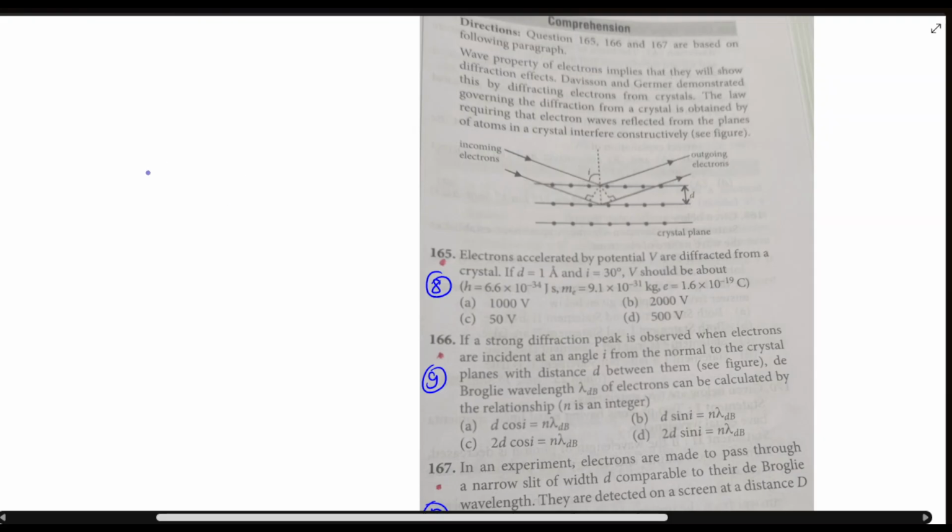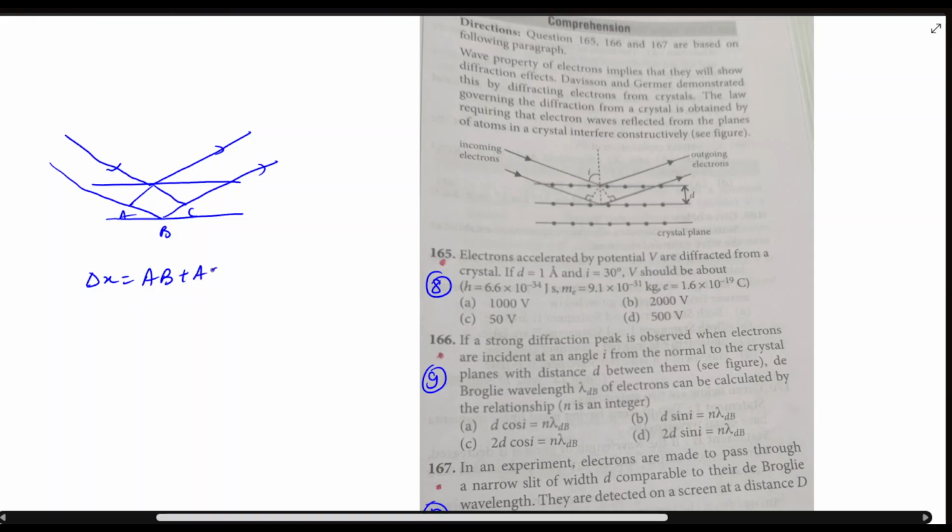Okay. So we know this concept, right? These are atoms, layer of atoms, and if you project an electron beam like this, okay, like this. So this will be the path difference, right? Let's say this is A, B, C. So delta x will be AB plus AC, and if we look, this is d, right? And this angle is theta, right? The angle of the incident beam with the horizontal layer of atoms is theta, right? So these will come out to be 2d sine theta, right?